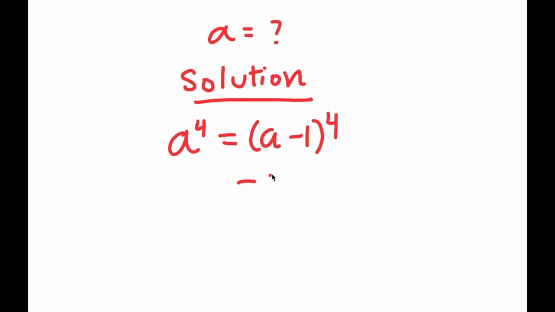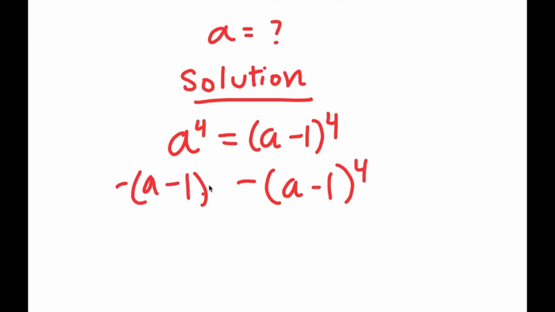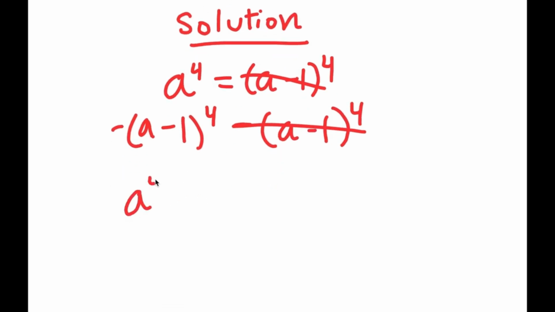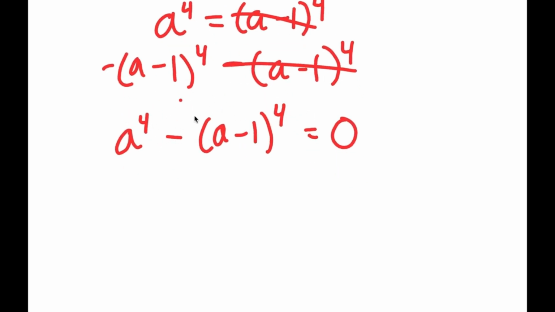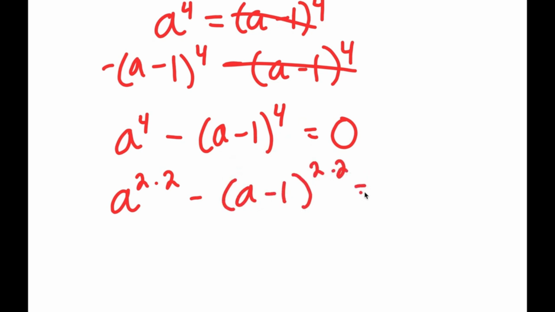Now from here, I'm going to subtract a minus 1 to the power of 4 on both sides. So then these two cancel out, and I get a to the power of 4 minus a minus 1 to the power of 4 is equal to 0. Now, from here, I'm going to rewrite a to the power of 4 as a to the power of 2 times 2. And I'm going to rewrite a minus 1 to the power of 4 as a minus 1 to the power of 2 times 2.